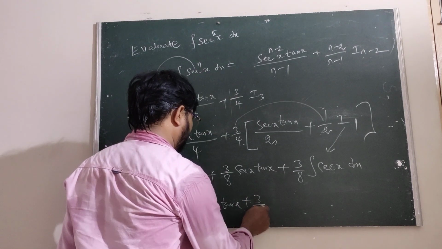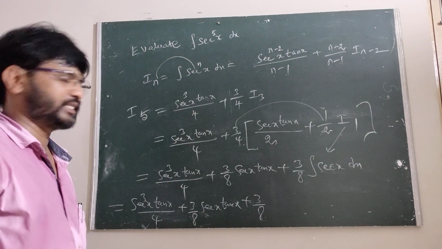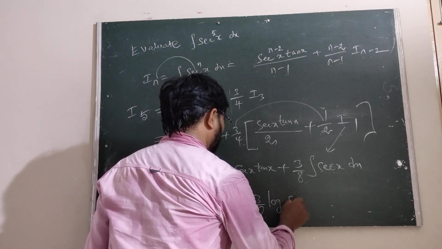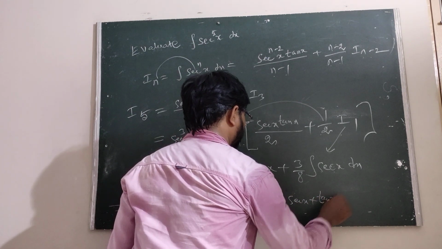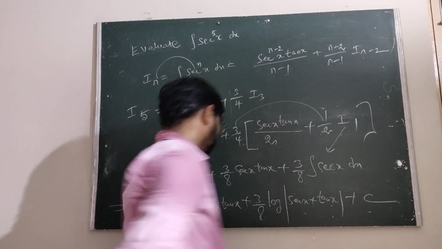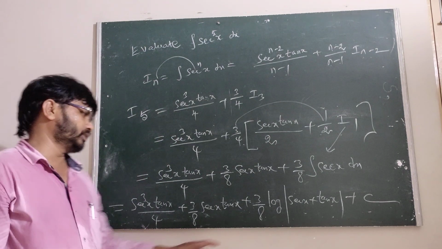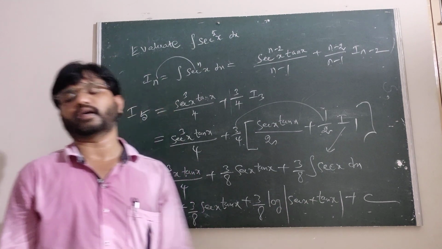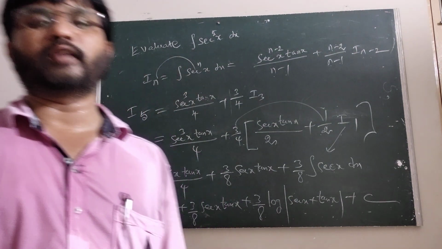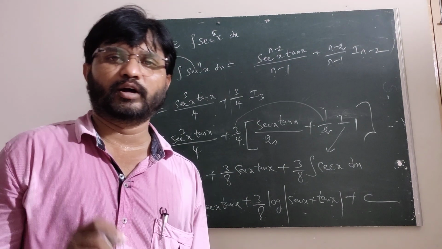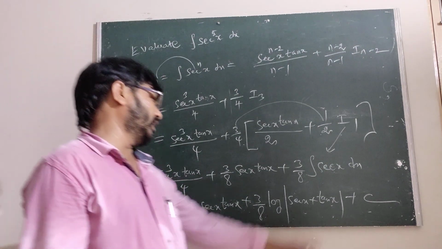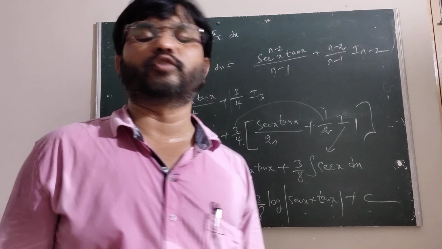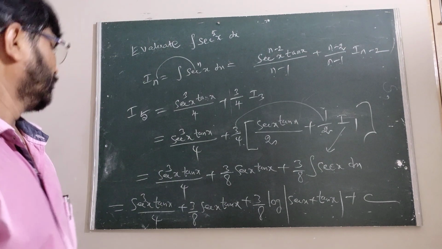Now 3 by 8 times the integral of secant x, which is log mod of secant x plus tan x plus c. Is it okay? The integral of secant x dx is log mod of secant x plus tan x, or log mod of tan of pi by 4 plus x by 2. This is the answer. So how do we find this?